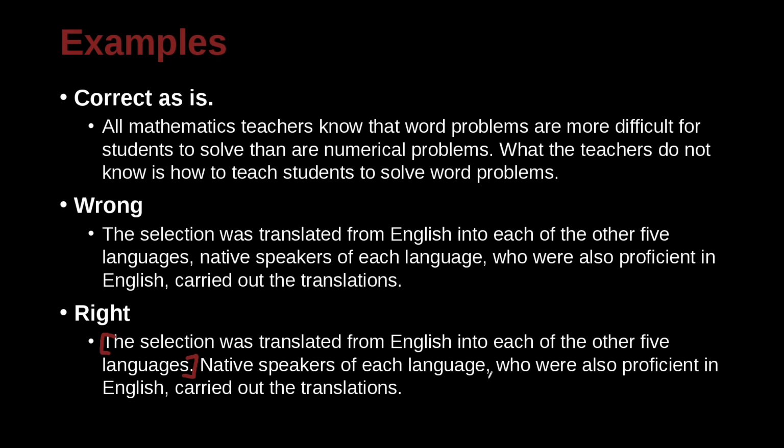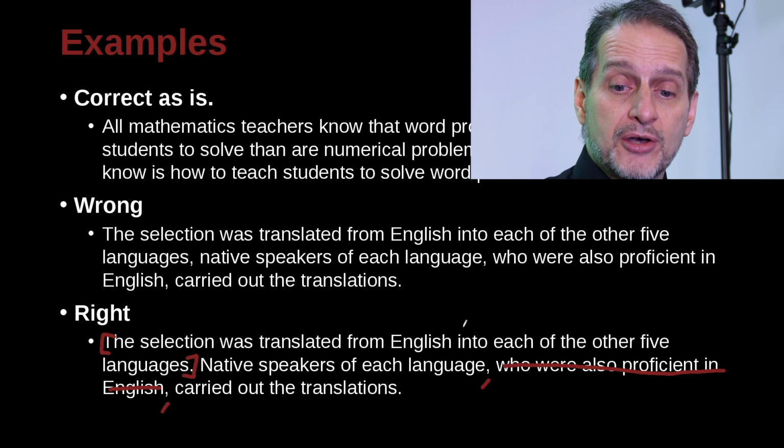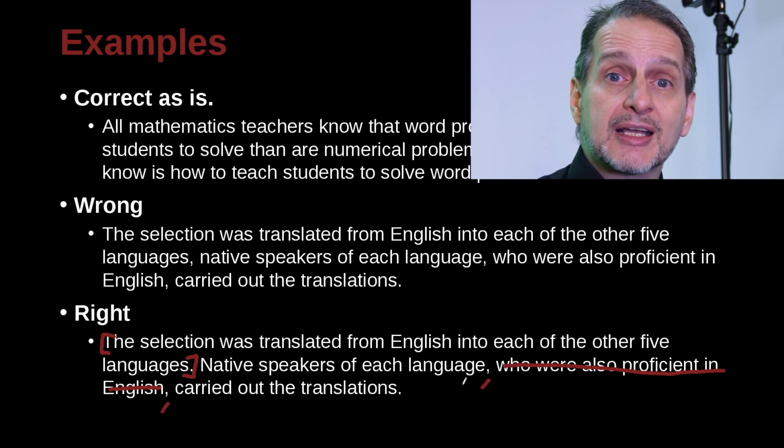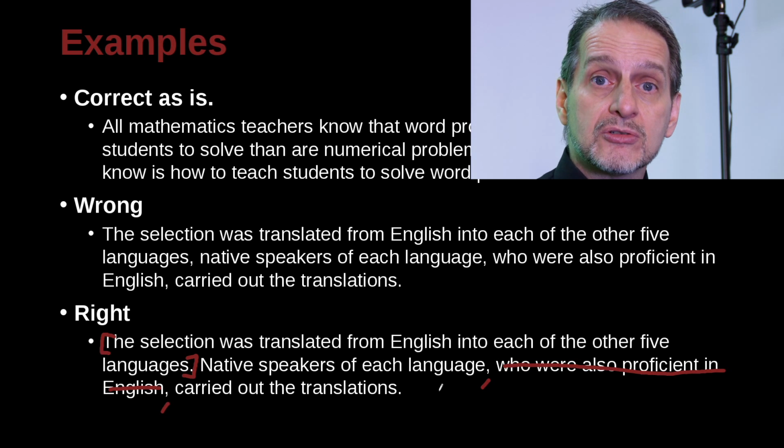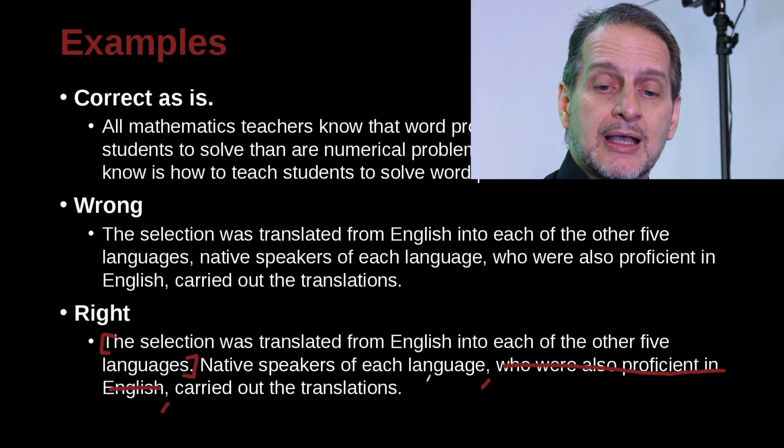Now here we have a comma and a comma. So if we take out this bit here, can this be a whole sentence? Native speakers of each language carried out the translations. Yes, that can be a whole sentence. So that's a good example of a non-restrictive adjective clause. That is, we need a comma before and we need a comma after because the sentence still can be a sentence and it still makes sense. It still has the same basic idea.